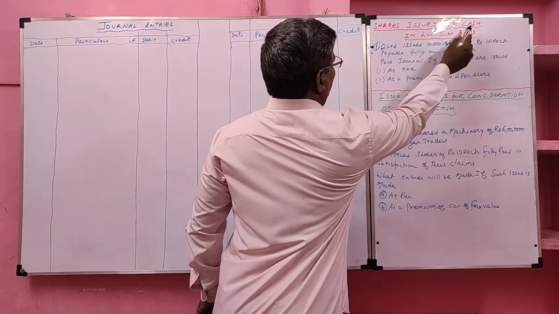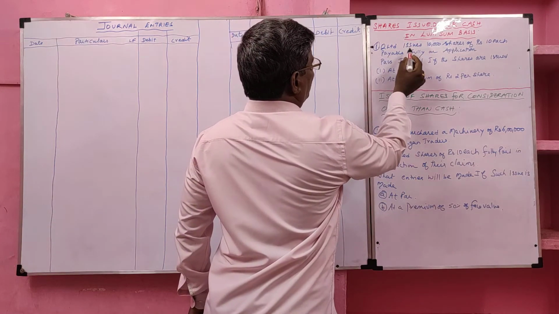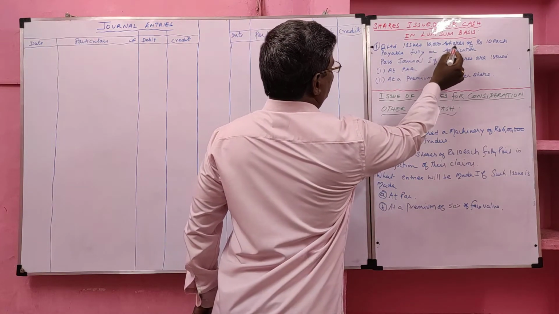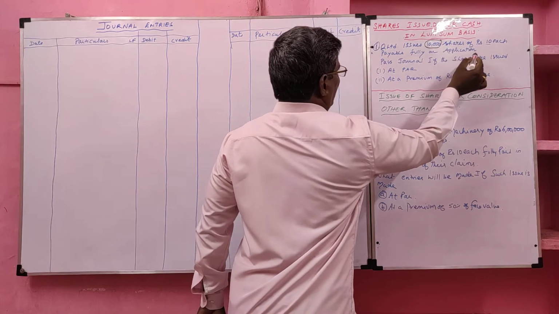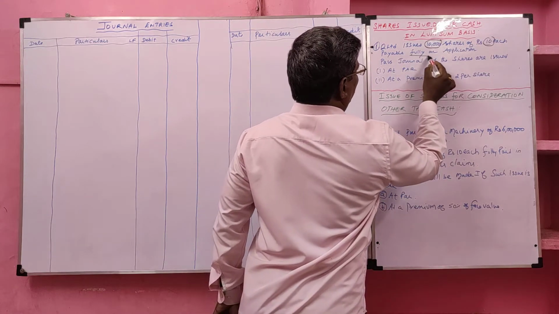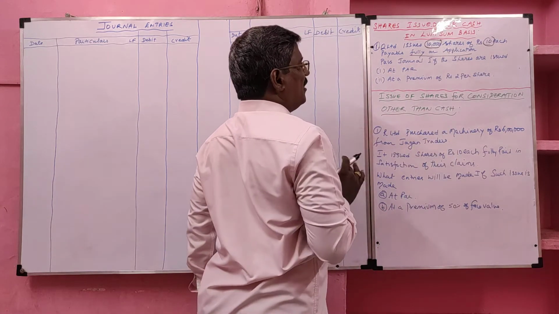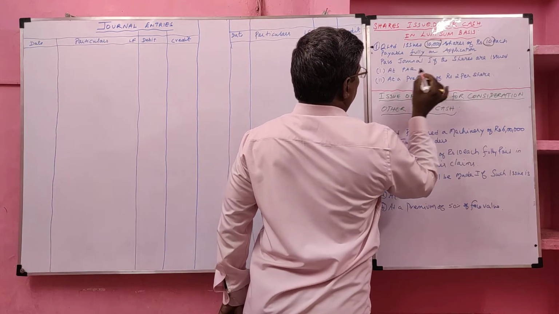Shares issued for cash in lump sum basis. Q Limited issues 10,000 shares of rupees 10 each. So the company is issuing 10,000 shares, each of value 10 rupees, payable fully on application. So no installments are permitted. Pass journal entry if shares are issued at par.